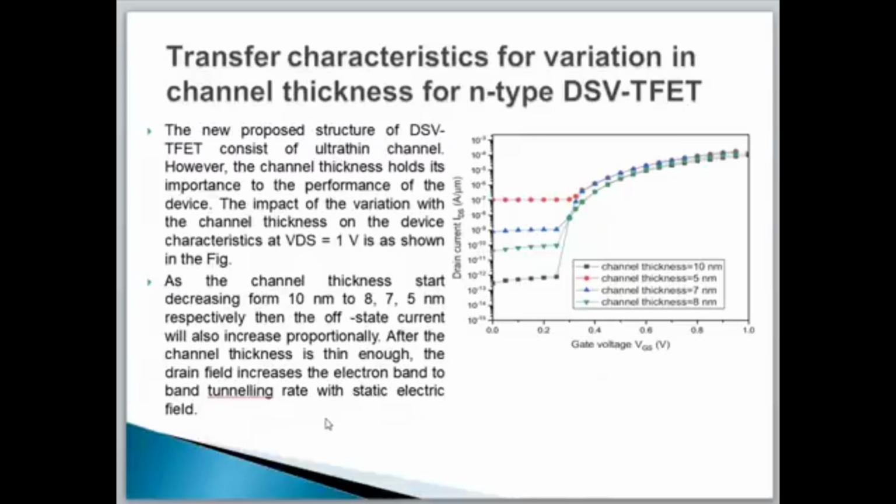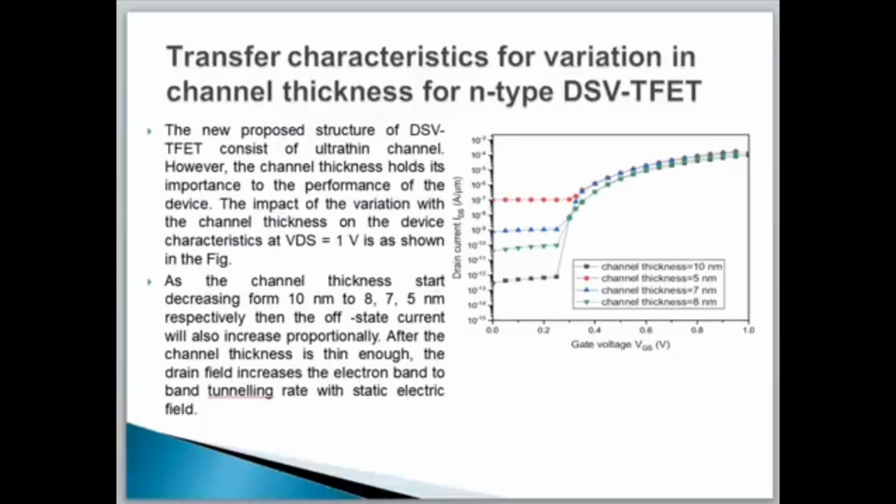One of the characteristics we are discussing in this structure is the transfer characteristics for variation in channel thickness for N-type dual source vertical TFET. The new proposed structure of dual source vertical tunnel field effect transistor consists of an ultra thin channel. However, the channel thickness holds its importance to the performance of the device.